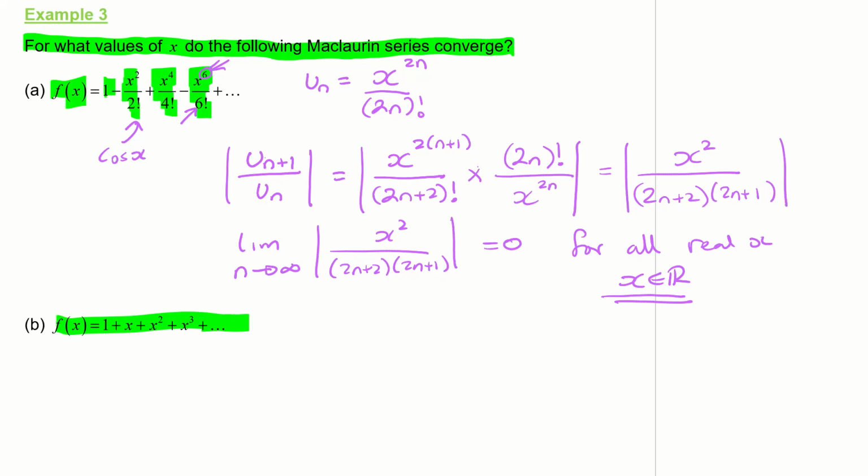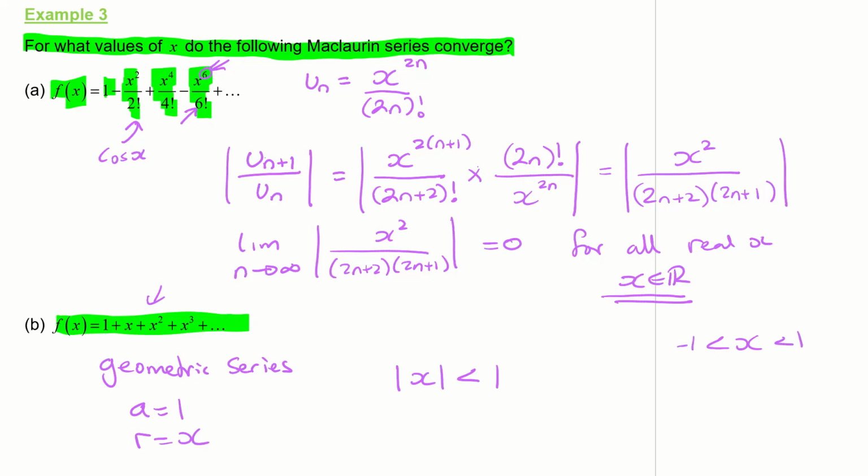If we look at this second one, we don't need to use a ratio test. In fact, it can be difficult to use a ratio test here. However, we can spot this as a geometric series with a equal to 1 and r equal to x. And we know that such a series will only converge if mod x is less than 1, or in other words, x is between -1 and 1.